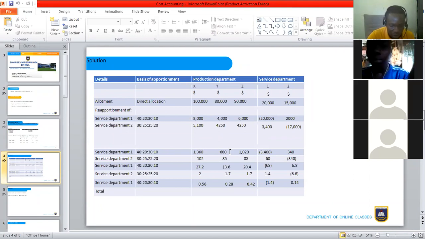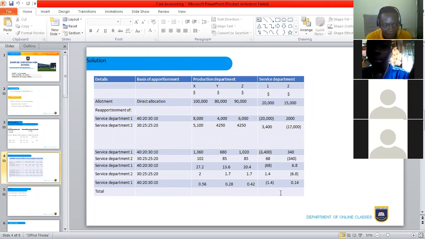Now that will be 20 over 100 times 3,400. Who has gotten the solution for that? Yes, Aberinga: 680. That is it. Then the next one will be 30 over 100 times 3,400. Stephanie, give me the answer to that. What did you get, Stephanie?